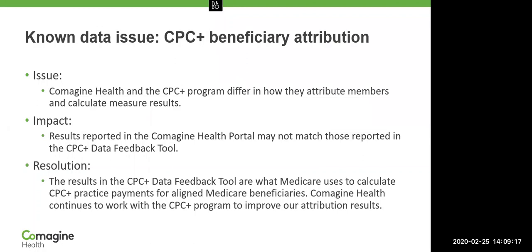When we look at CPC Plus beneficiary attribution, CoMedgen Health and the CPC Plus program differ in how they attribute members and in how some of the measures are calculated. So the results are not going to exactly align with what you'll see in the CPC Plus data feedback tool. The resolution for that, CMS, of course, uses results from their data feedback tool to calculate practice payments for their beneficiaries. We're continuing to work with them to improve our attribution results, but there's a lot of factors that play into it in terms of how attribution is done that it's not likely to ever align perfectly, but we're continuing to work to get it as close as we can.